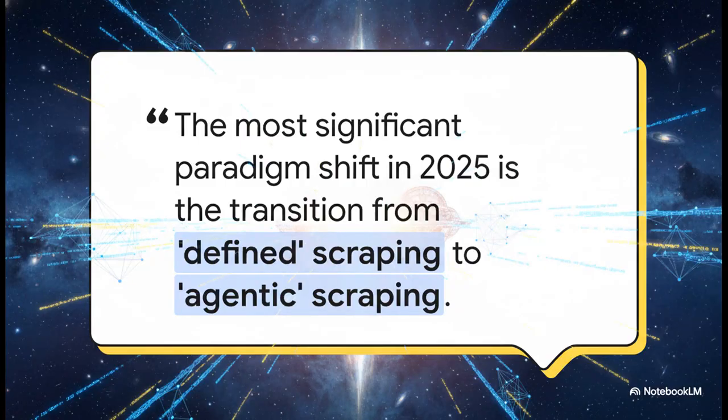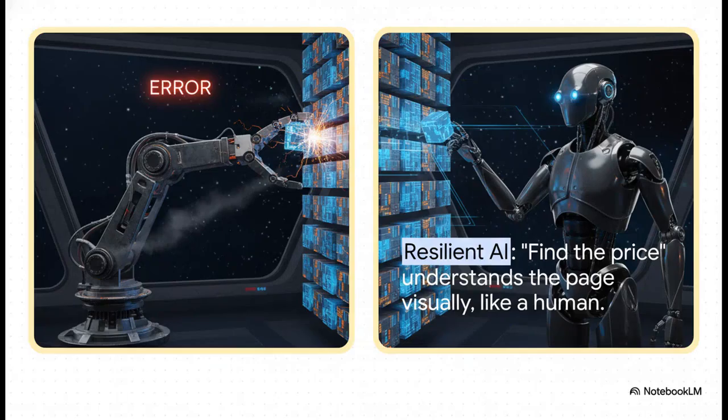Okay, so the paradigm is shifting again. We're moving from defined scraping to something called agentic scraping. Think about it. Brittle selectors break with any site change, but an AI agent just understands the page.